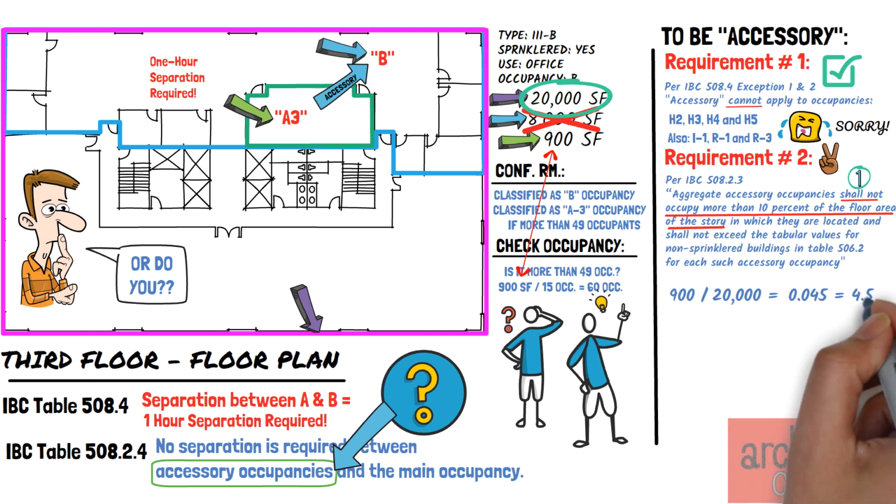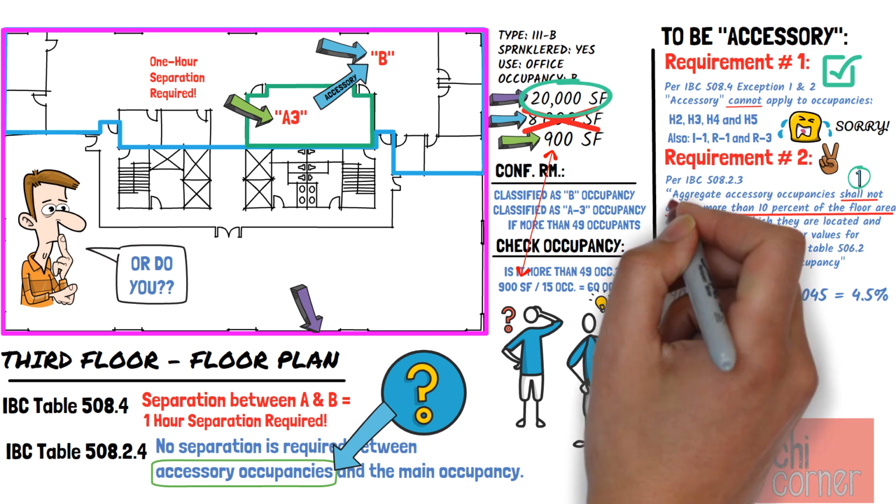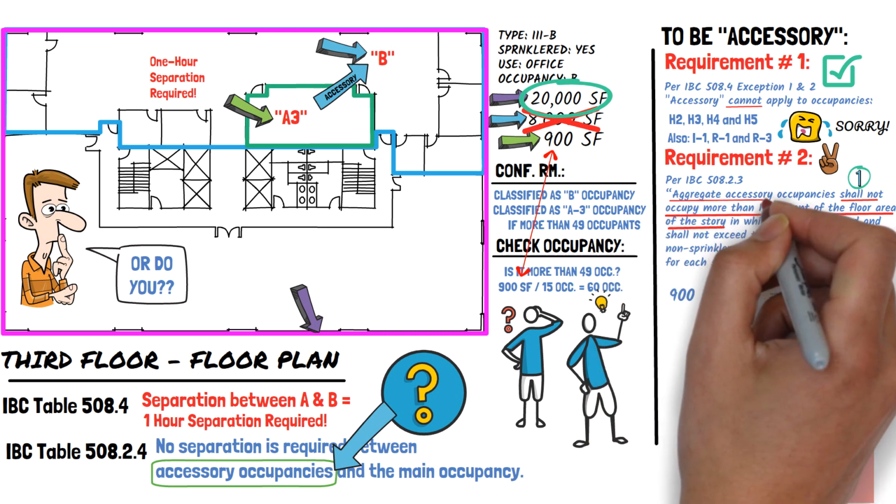So if we do the math, 900 square feet divided by 20,000 square feet equals 0.045, or in other words, 4.5%. So we are well under 10%. However, remember that you must look at the aggregate accessory occupancies.